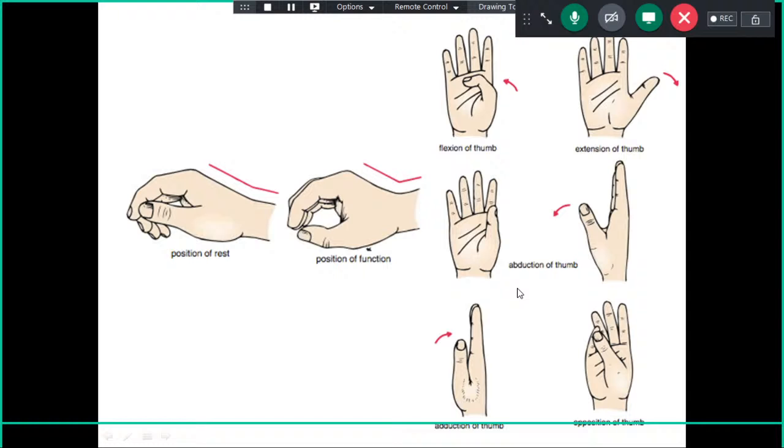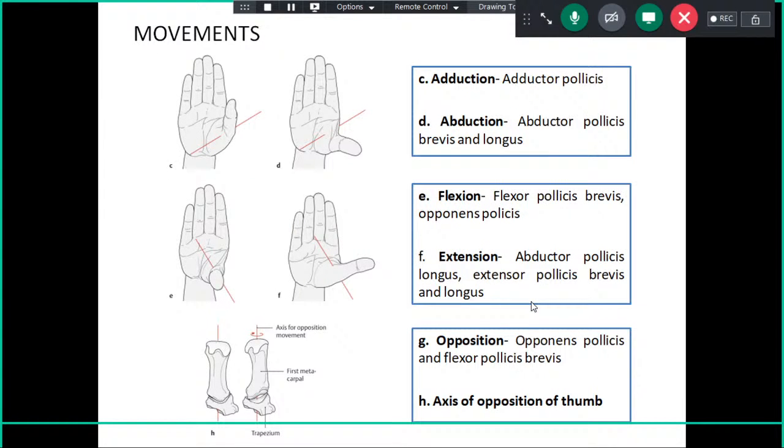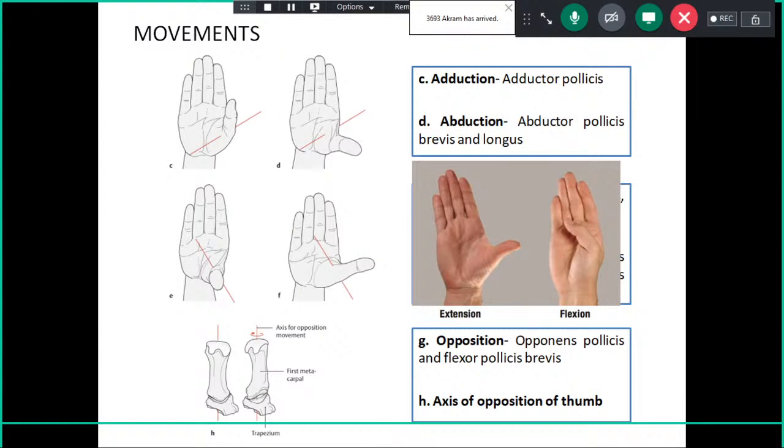Okay, let me go again with the slide. Come over to the slide again, dear. Come over to where the movements have been told.